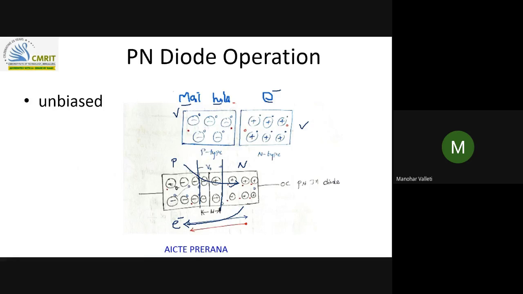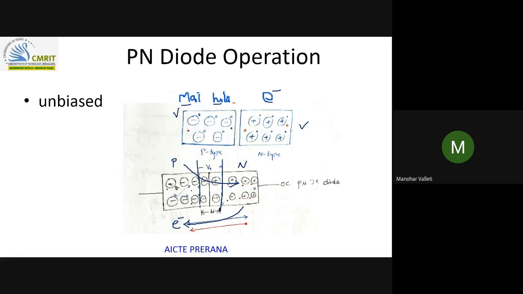As the hole is moving from p side to n side, at this atom, electron is there, that hole will recombine with that electron, and this atom becomes immobile. In the same way, the electron from n to p type is moving. So here at this atom, there will be a vacancy of that electron. So the electron will recombine with the hole available here, forming a negative ion like this.